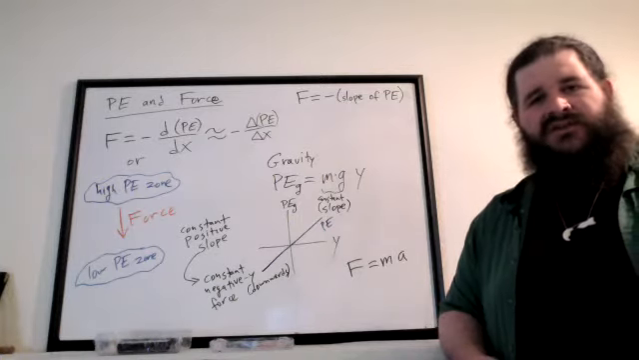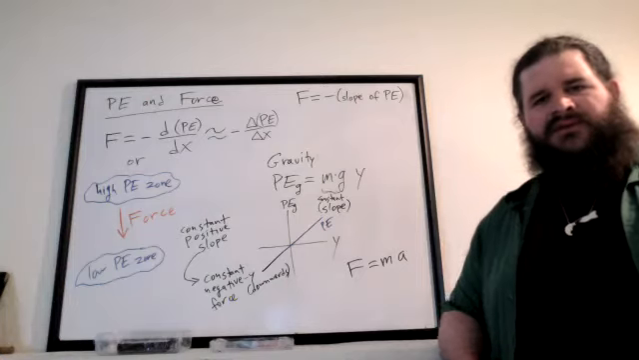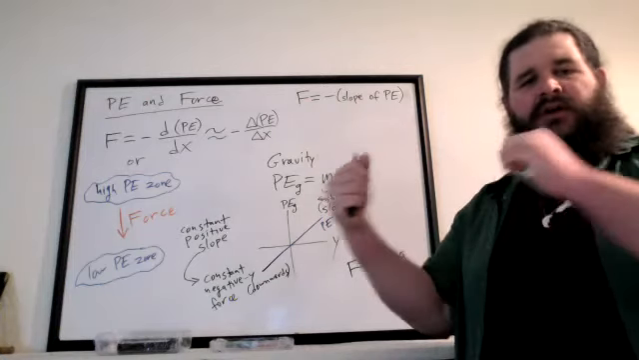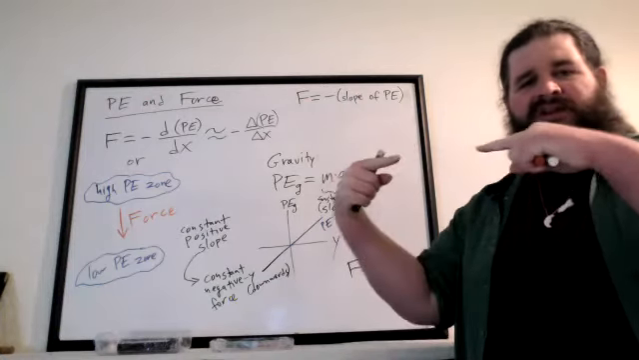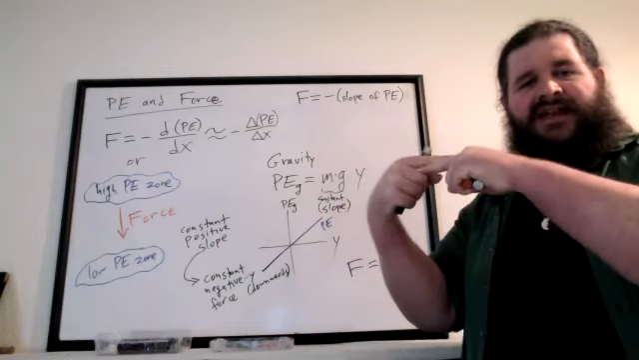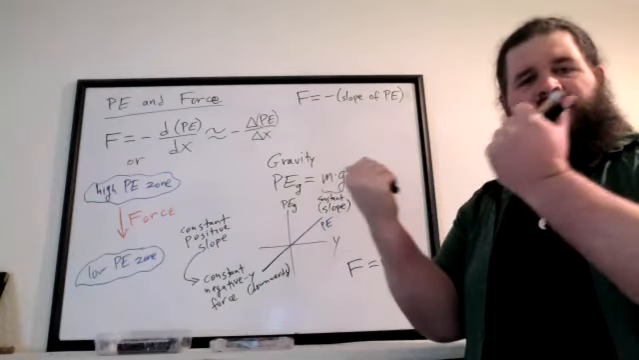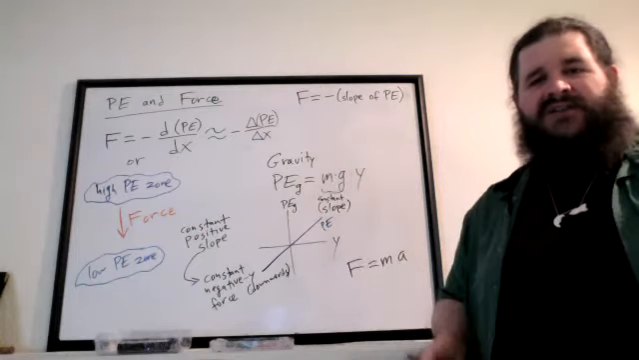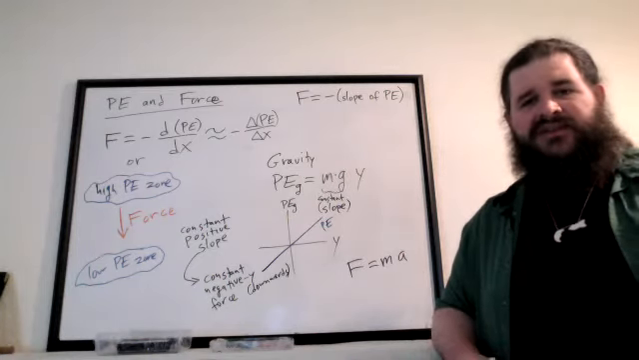Likewise, if you've got two objects interacting with each other, towards each other is the negative direction because that's decreasing the distance. That's a negative change. Away from each other is the positive direction because that's a positive change. That's trying to increase the distance.